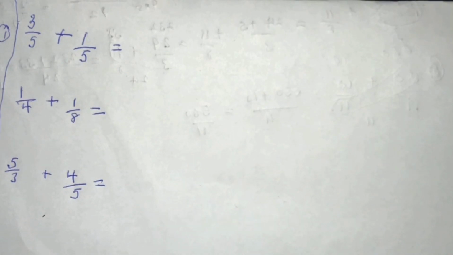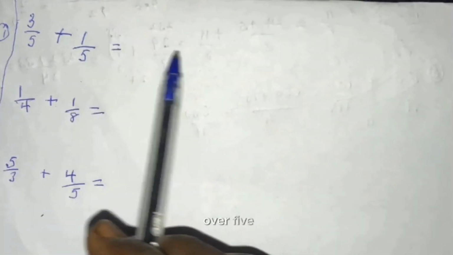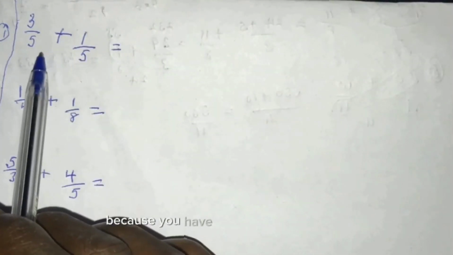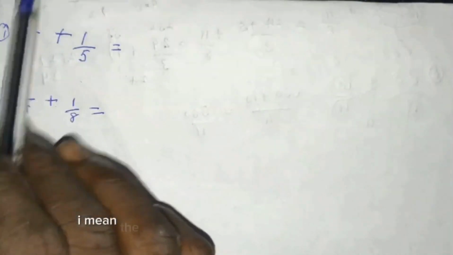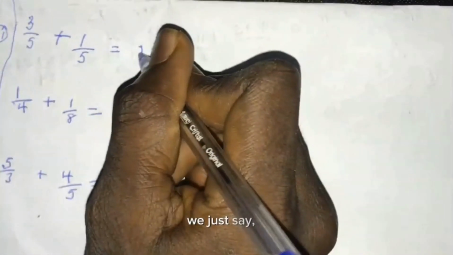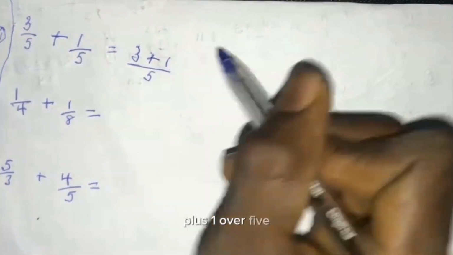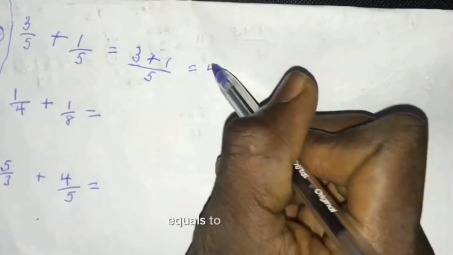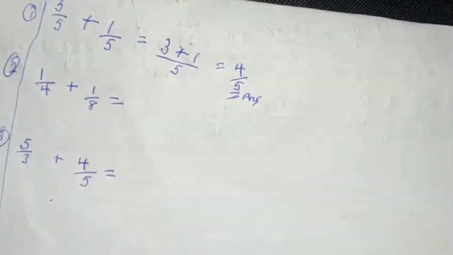Adding fractions can be simple when you have the same denominator, like the first question, which is 3 over 5 plus 1 over 5. This is a very simple fraction because you have the same denominator. All you have to do is add the numerators together, meaning the upper part of the fraction. That is 3 and 1 rather. We just say 3 plus 1 over 5 equals 4 over 5. Answer. You can see that is a very cheap question and a very sweet one also.